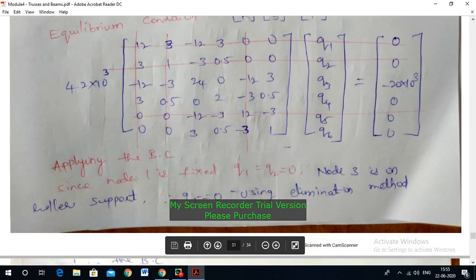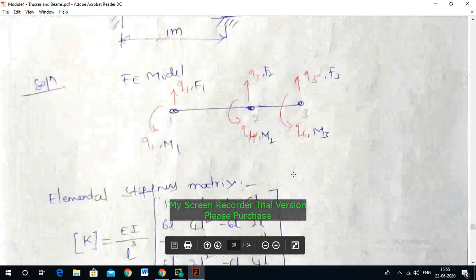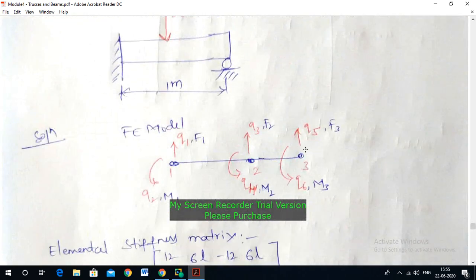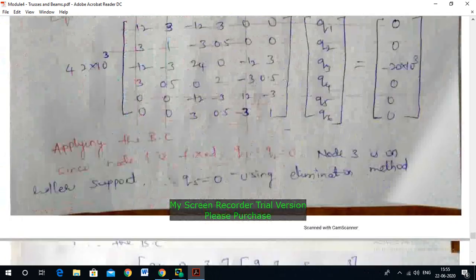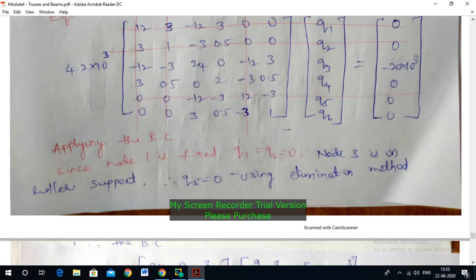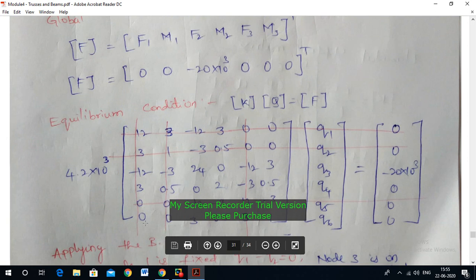Since we apply boundary conditions, node 1 is fixed, hence Q1 equal to Q2 equal to 0, and node 3 is on a roller support. Q4 has a certain value, but Q5 is 0. Why? Because there is no possibility of displacement in the y direction, only displacement in this direction. Hence Q5 equal to 0 directly. First eliminate first row, first column, second row, second column, fifth row, fifth column.